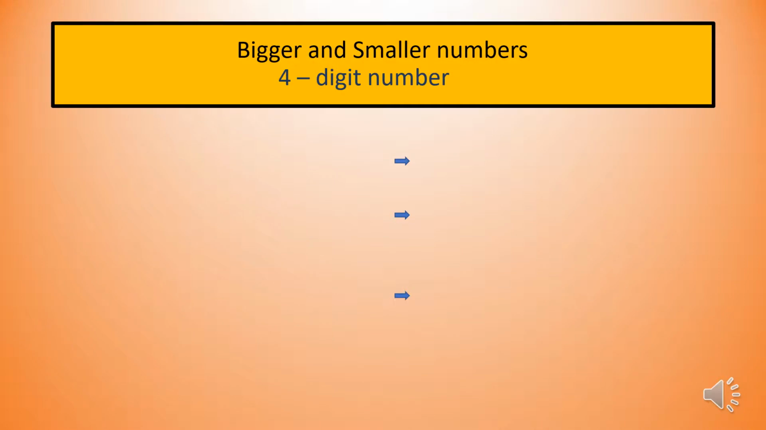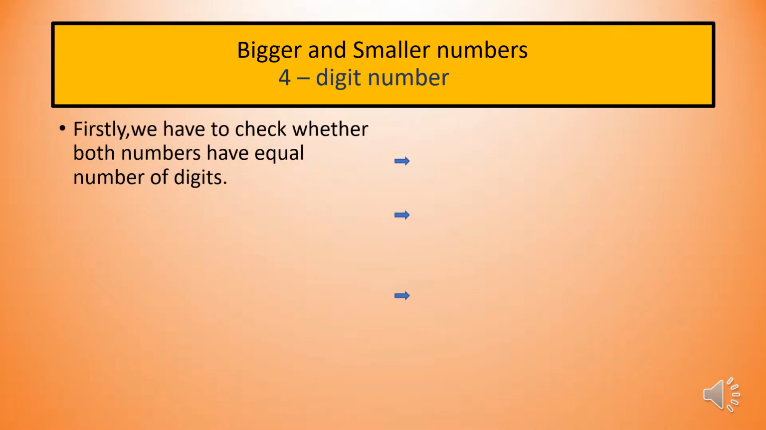In the same way, we can compare 4-digit numbers. Firstly, we will have to check whether both numbers have an equal number of digits. So in the example, we have a 4-digit number on both sides. So we'll check the thousands place. In the thousands place, we have 6 on one side and 4 on the other. So naturally, 6 is greater than 4. That is why 6543 is greater than 4570.